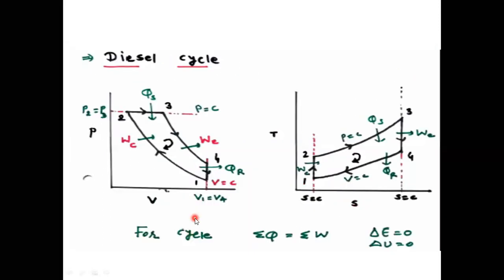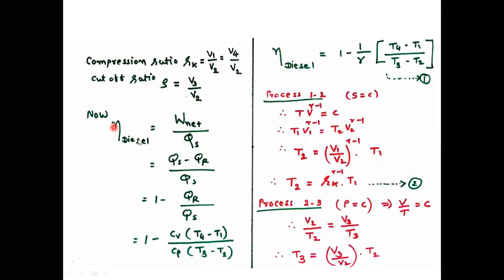QS, where is heat supplied? During the isobaric process. So it's CP dT. So CP into T3 minus T2. You can see here CP into T3 minus T2. Now, as we know, Cp by Cv is equal to gamma. So here Cv by Cp is equal to 1 upon gamma. So instead of Cv upon Cp, I can write 1 upon gamma. So 1 as it is minus 1 upon gamma, and in brackets T4 minus T1 divided by T3 minus T2 as it is.